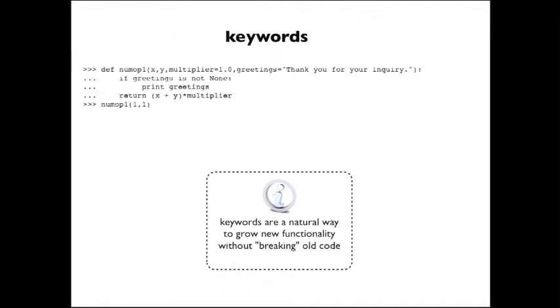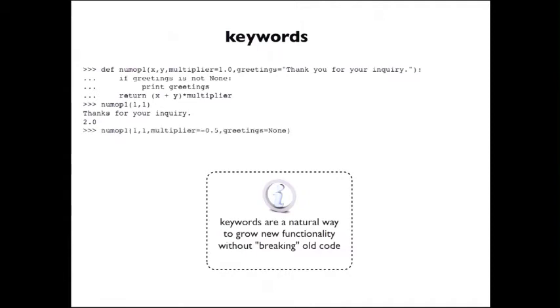Let's try this. What do you think this is going to do? Num op 1, comma 1. Thanks for your inquiry, 2. What's that? Thanks for your inquiry and the number 2. And you notice I actually got back 2.0 and not the number 2, which is what I had before, so I had a slightly different result, and that's because I multiplied by 1.0.